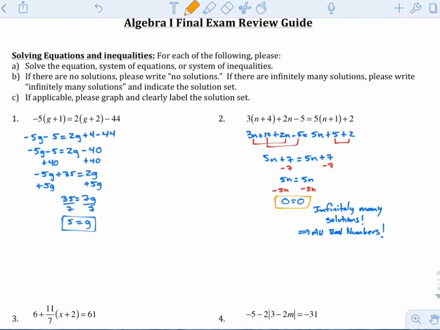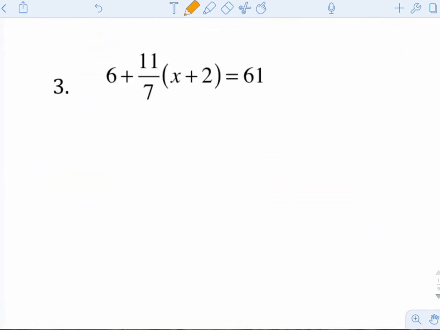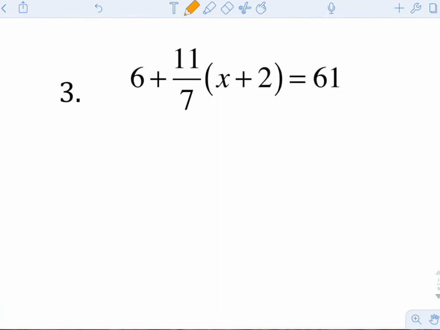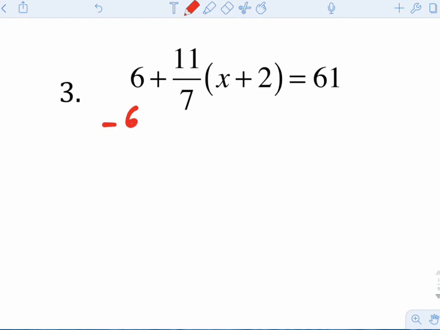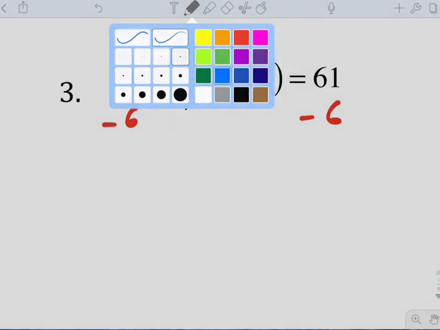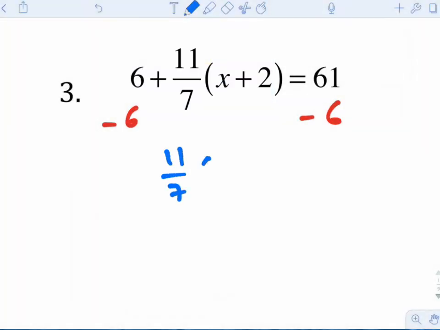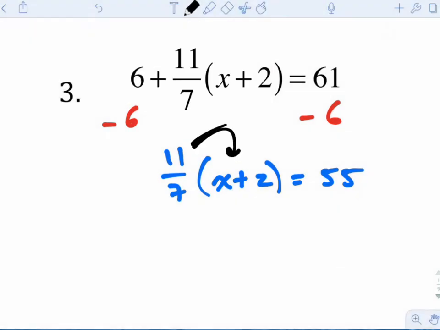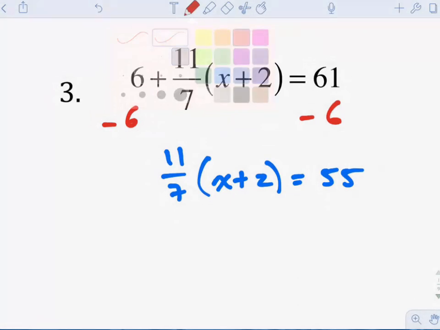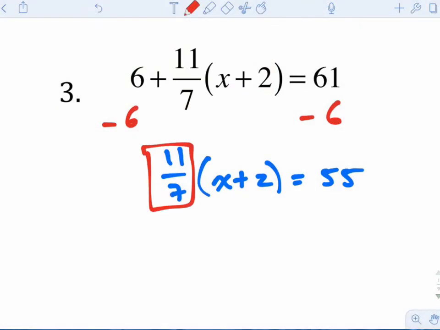All right. Number 3. Ooh, we got some nasty fractions going on here. I think the first thing I want to do is just take care of that 6. Let's go ahead and subtract 6 from both sides of this equation. So -6 minus 6, we end up with 11/7 times the quantity x plus 2 equaling 55. Now, I know it's tempting to go ahead and distribute this 11/7, and you're welcome to, but to be quite frank, I don't want to do that. I'm going to have all these nasty fractions and whatnot. But instead, what we can do is to negate the complicating features of this 11/7.